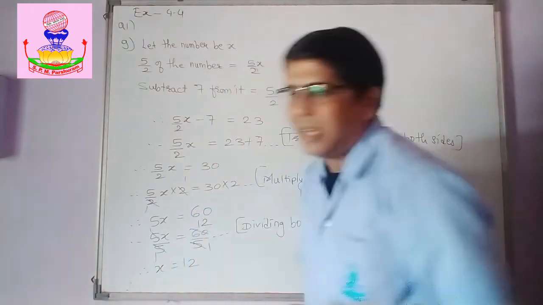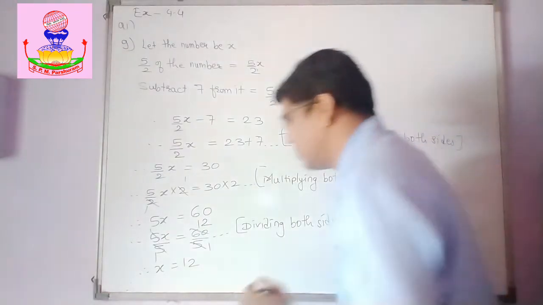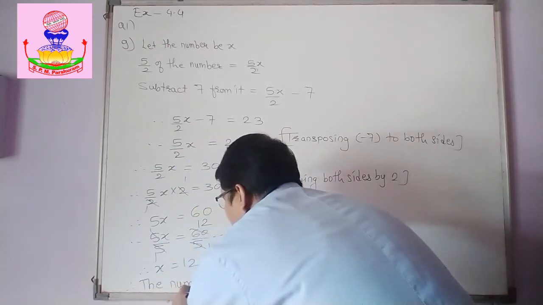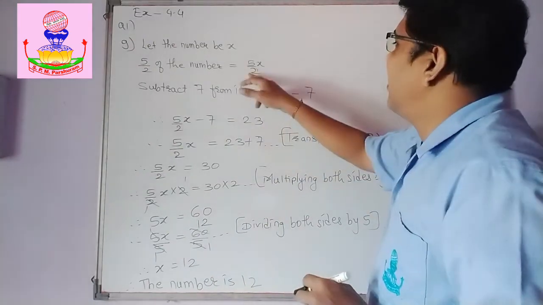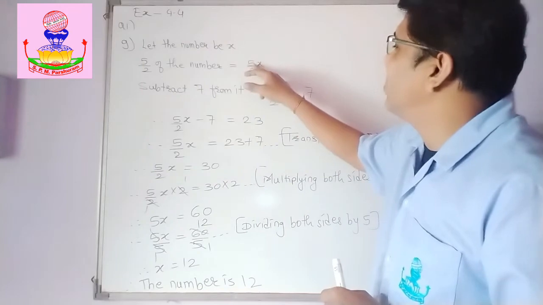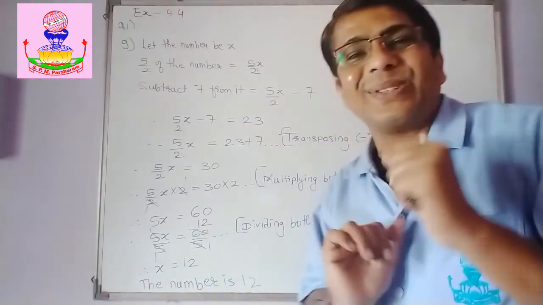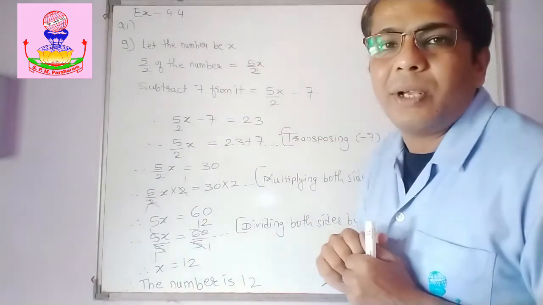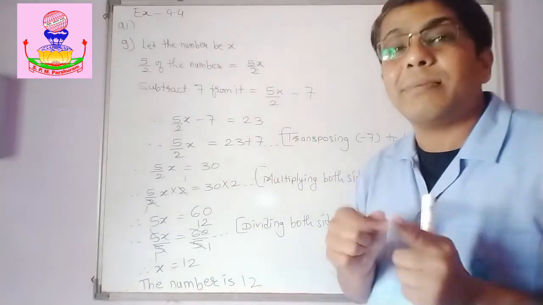So what is the number? Therefore Anwar has thought of the number, that is 12. So number assumed by Anwar is 12, or the number is 12. You can cross check. 5 upon 2 into 12. यहाँ पे क्या है symbol? Multiplication. Right? Otherwise you will write 5 1 2. It becomes 512. तो गलत हो जाएगा. Right? So 5 upon 2 into 12. So 2 6s are 12. Right? So 5 6s are 30. 30 minus 7 is 23. So we are right.